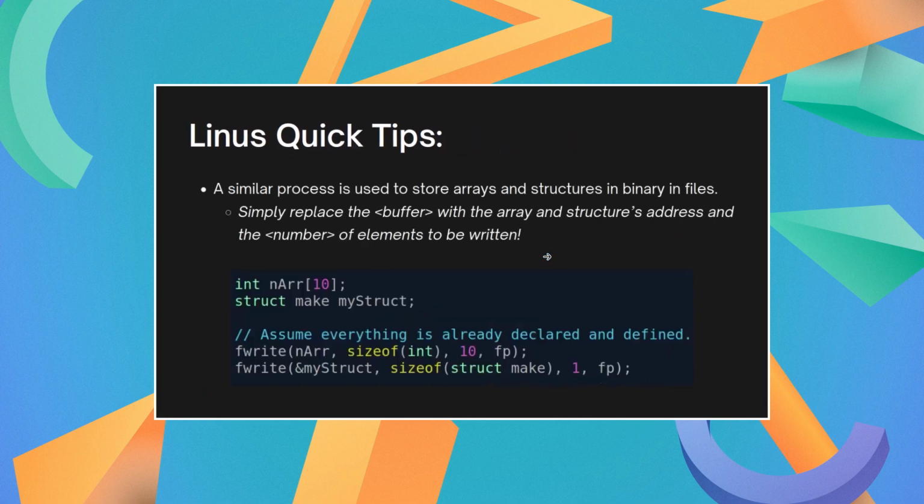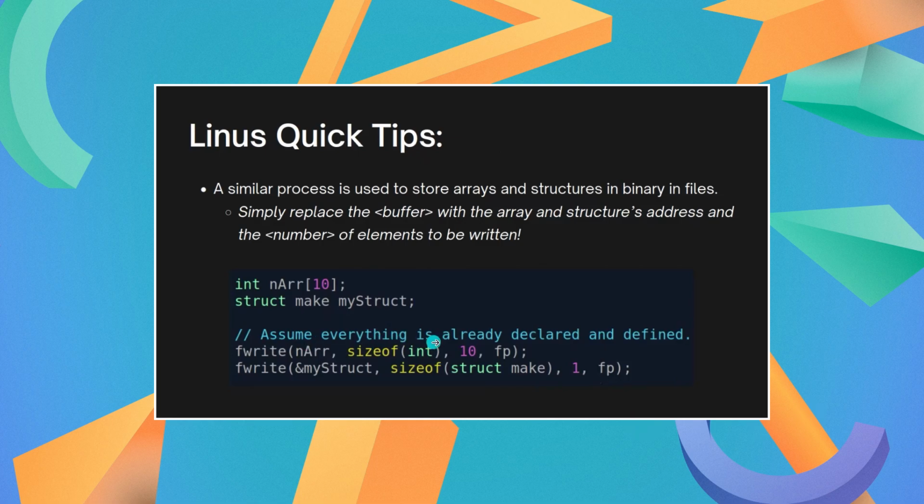Now, a quick tip with regards to working with binary files. A similar process is used to store arrays and structures in binary files. Simply replace the buffer with the array's or structure's address, and of course the number of elements to be written that is present inside your array and your structures.